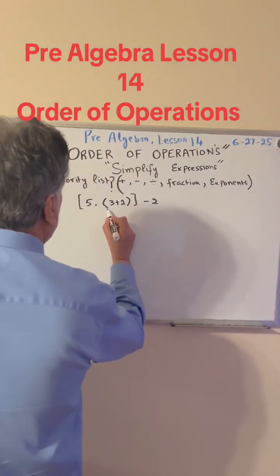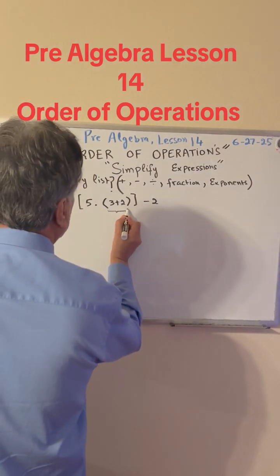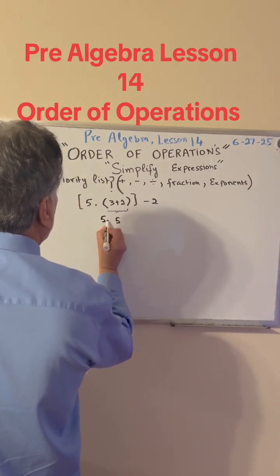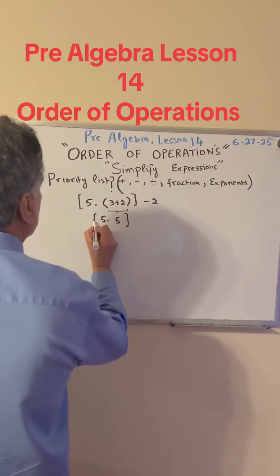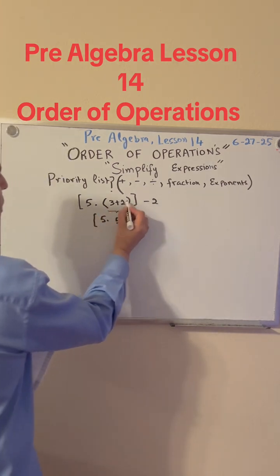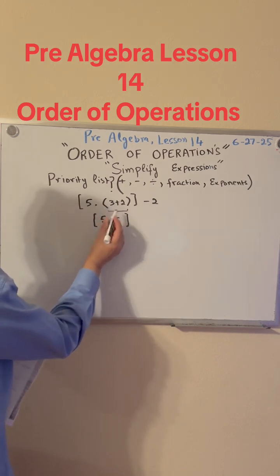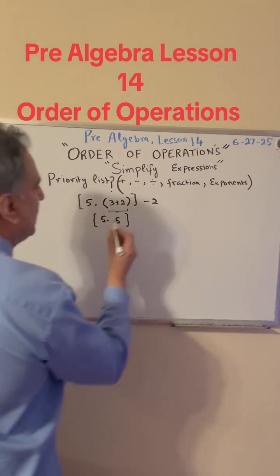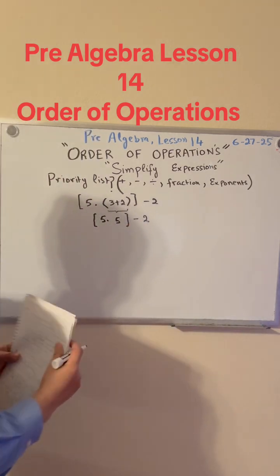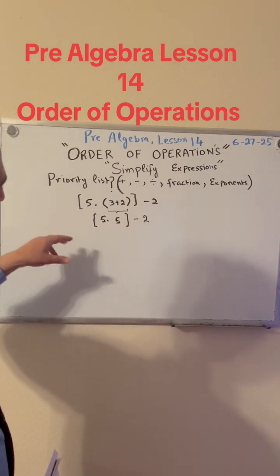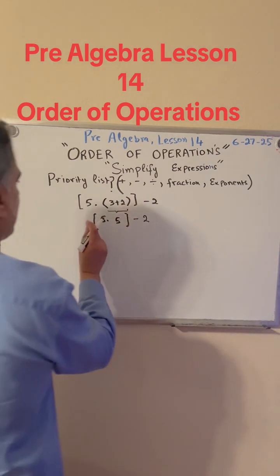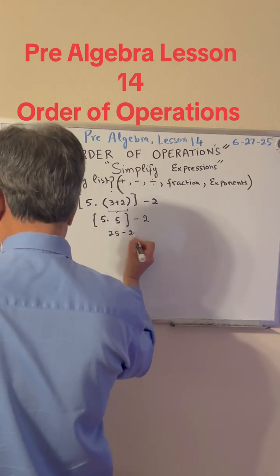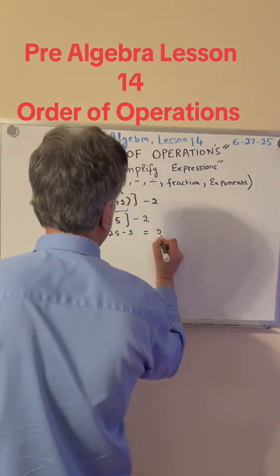This is the inside right here, so 3 plus 2 is 5. Then I have 5 multiplied by 5. I still have the big parentheses, but I'm going to remove these parentheses because I've already solved this. So I get 5 minus 2. Remember, I told you to start working from inside to outside. Now we solve the big parentheses: 5 times 5 is 25, minus 2, and my friend, the answer is 23.